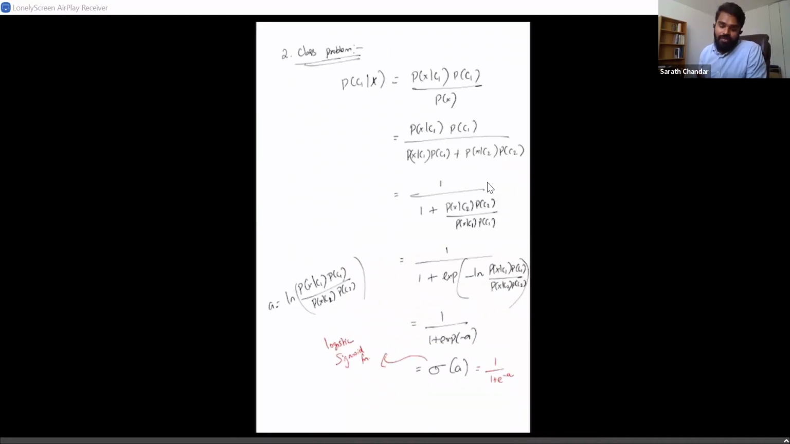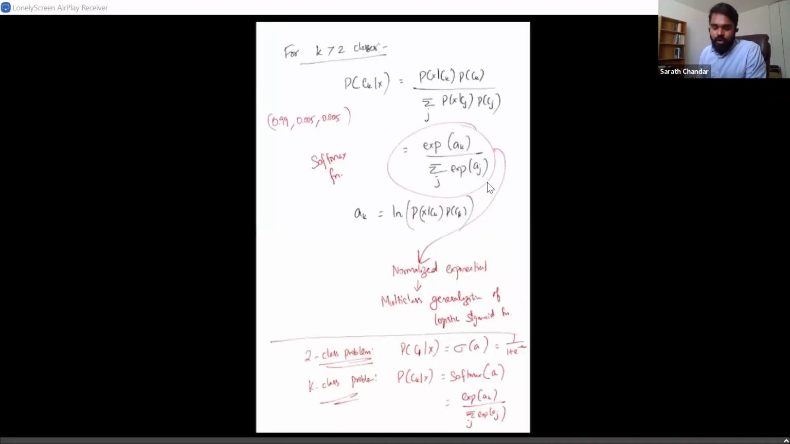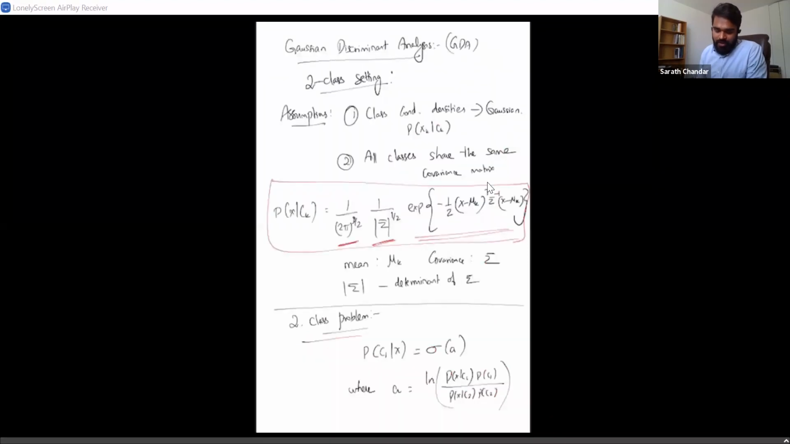First we came up with this formulation for the two-class problem, where you could express the probability of C1 given x as sigma of a. Similarly, for more than two classes, we came up with a softmax function, which could be used to represent P of Ck given x. Then we started with Gaussian discriminant analysis, where there were two basic assumptions. The first assumption is that the class conditional density, P of x given Ck, is Gaussian. The second assumption is that all the classes share the same covariance matrix.